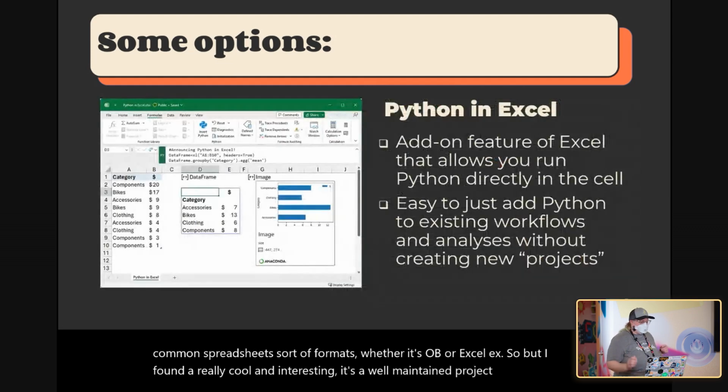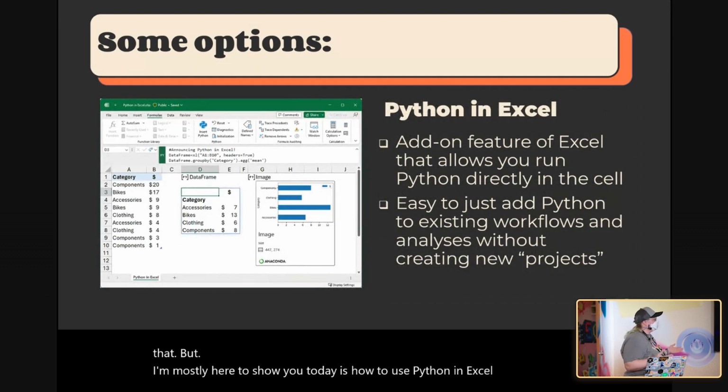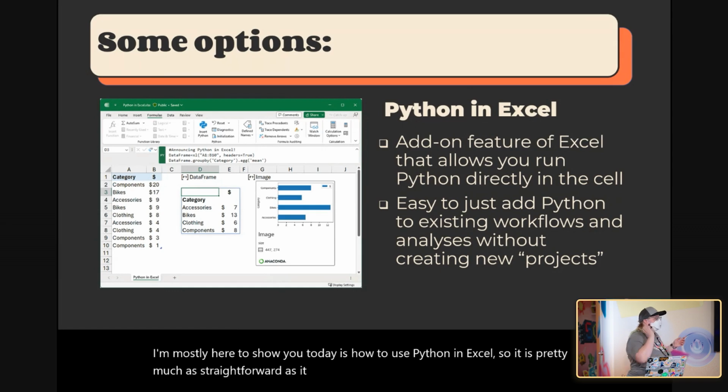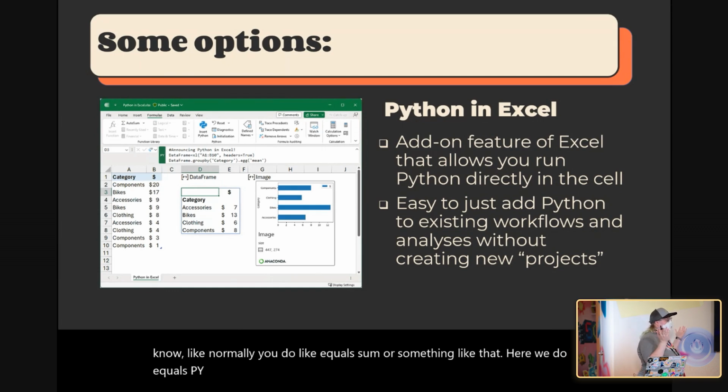But what I'm mostly here to show you today is how to use Python in Excel. It is pretty much as straightforward as it might sound. You write a function, like normally you do equals sum or something like that. Here we do equals py, open parentheses, and you can just start writing whatever Python code you want.